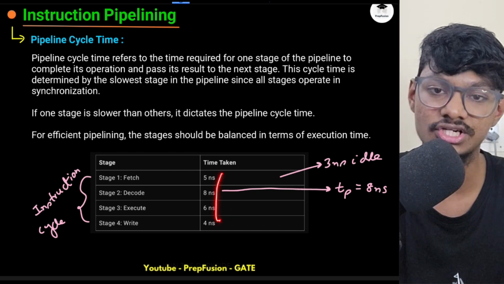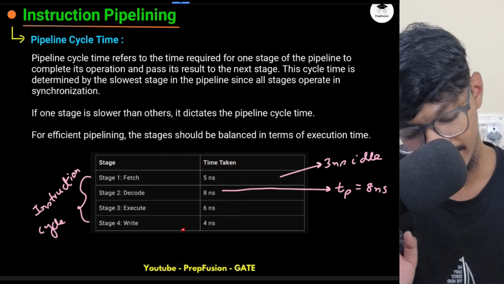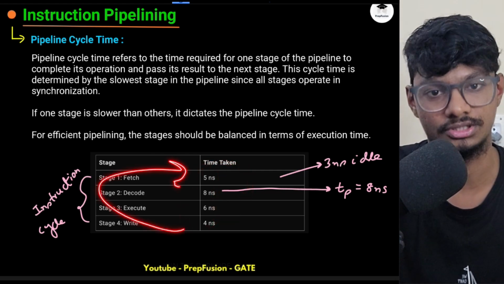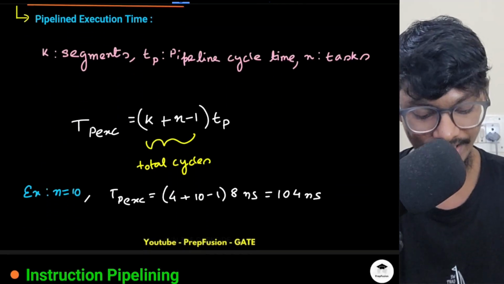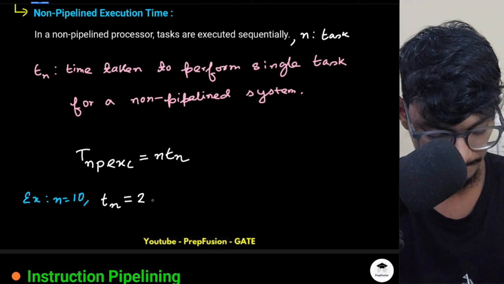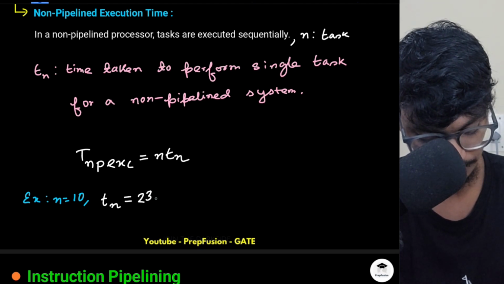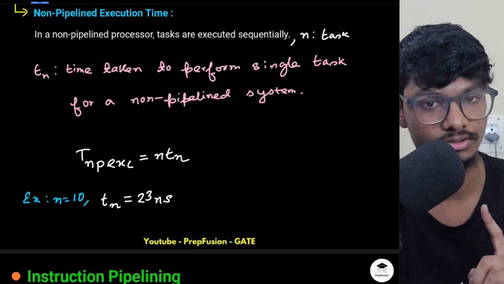So each instruction takes 23 nanoseconds, and only after finishing this will I give the next instruction. It will again fetch that. So each instruction takes 23 nanoseconds. Each instruction takes 23 nanoseconds, remember.